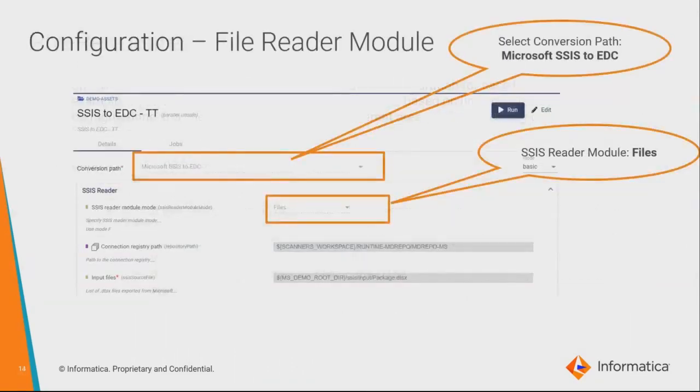Here is a sample configuration for the file reader module. The conversion path needs to be Microsoft SSIS to EDC. The SSIS reader module mode is set to files, and the input files is the path where the DTSX file was previously exported.